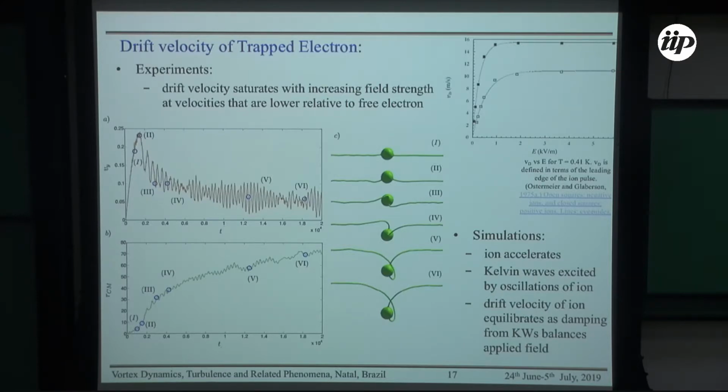So one of the things we wanted to understand is what this dissipation channel is, and whether we can use this insight from the qualitative behavior of the physics in these simulations to make the connection with what's observed in experiments.